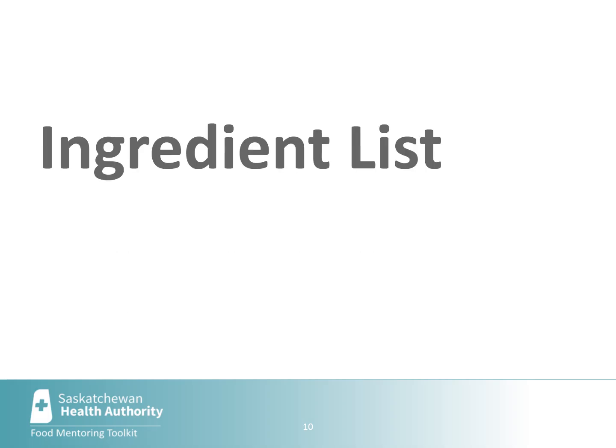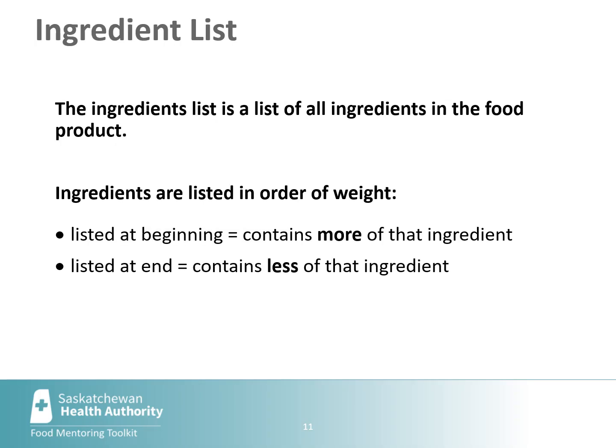Now, let's talk about the ingredient list. The ingredient list is a list of all ingredients in the food product, listed in order of weight. This means a food contains more by weight of the ingredients found at the beginning of the list and less of the ingredients at the end of the list.